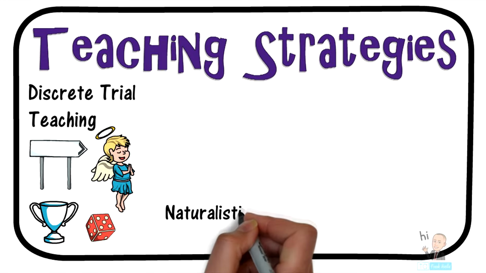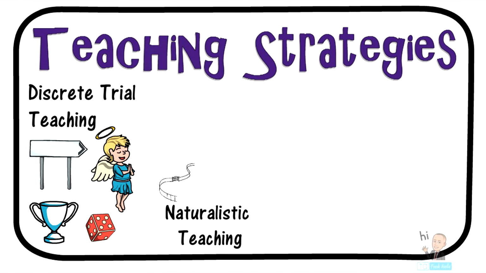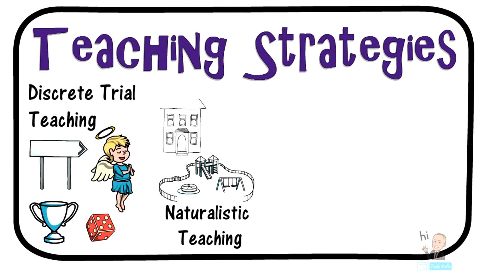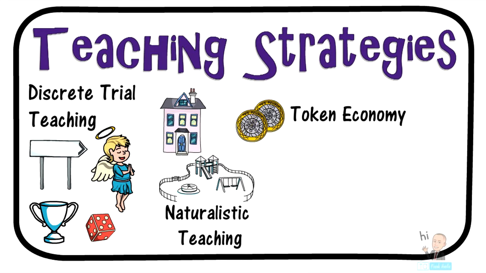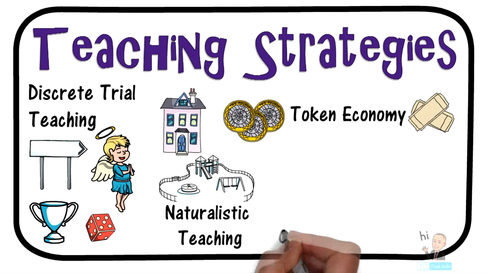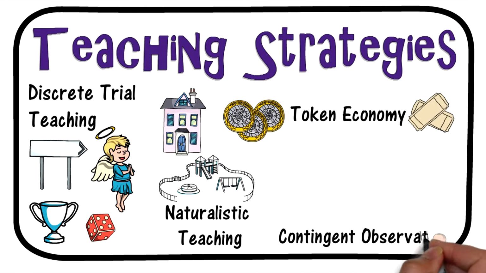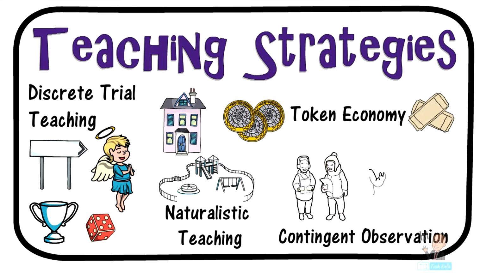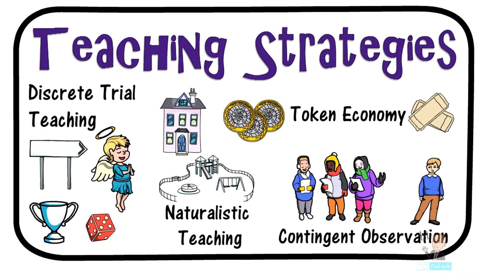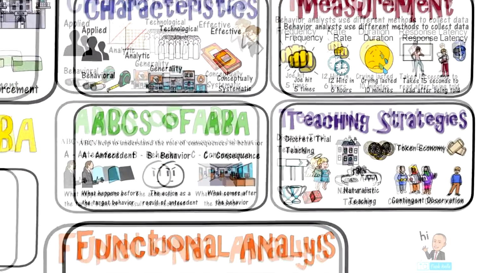The next strategy is naturalistic, which is used more for guidance of socialization skills, usually for autistic children, and is based in the child's own environment. Token economy is used to modify behavior by rewarding students for making the right choices. They receive tokens that can be cashed in for rewards. Contingent observation is very similar to giving a student a timeout. A child may be removed from a fun activity because they are being disruptive.